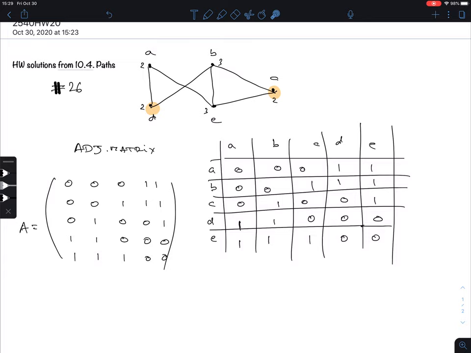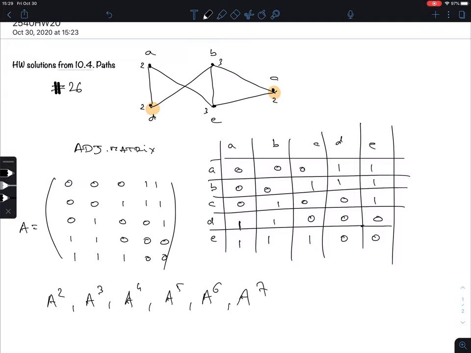So all this information should come from looking at A squared, A cubed, A to the fourth, A to the fifth, A to the sixth, and A to the 7th. The entry of these powers that corresponds to C, D will tell me whether there's a path between C and D of that given length and how many there are.